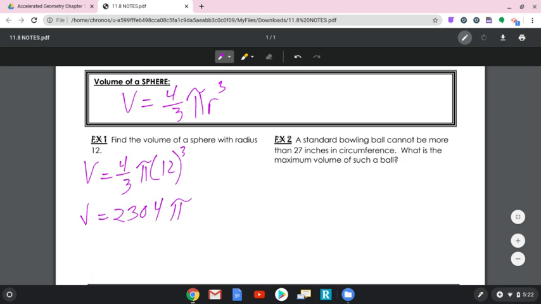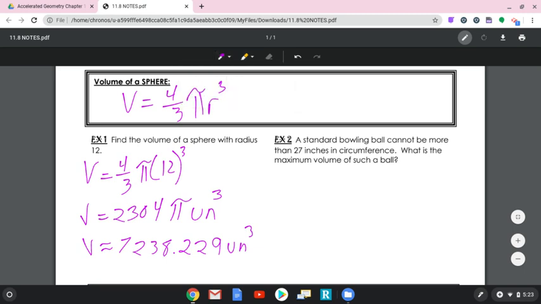2,304 pi. Now, they don't have units there, so we're going to put units cubed. If I wanted you to give me an estimation, meaning rounding and approximation, you would plug this into your calculator and get 7,238.229 units cubed. All right, guys? And that's how we're going to be able to calculate the volume of a sphere.